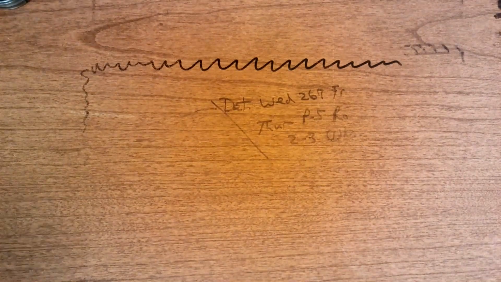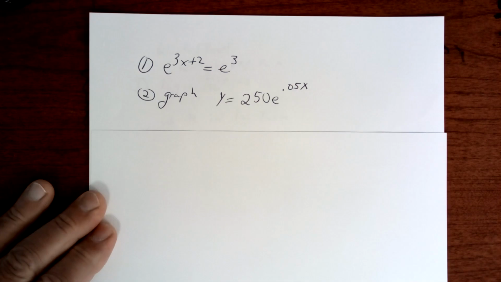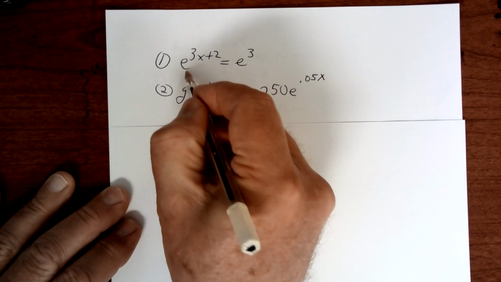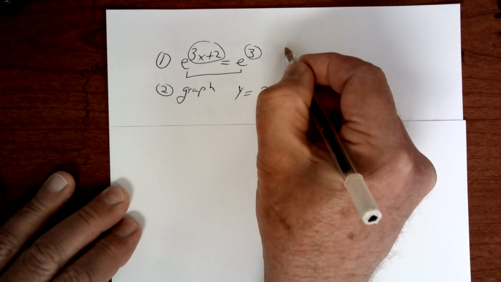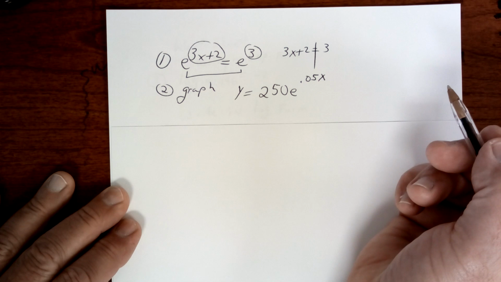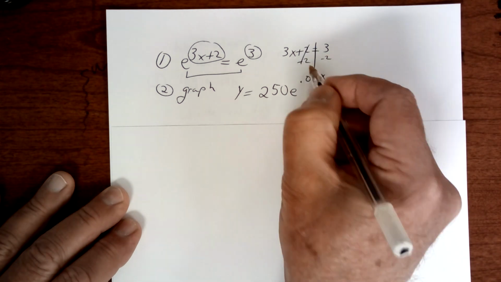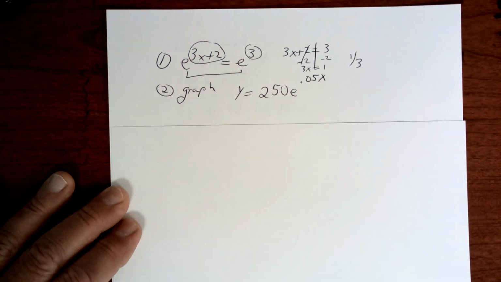All right, let's turn our attention now to college algebra. All right, try and work these. Well, here you have the same base. So you're going to set this exponent equal to that. And then you got to work it out. Subtract 2. And then divide by 3. Looks like 1/3.